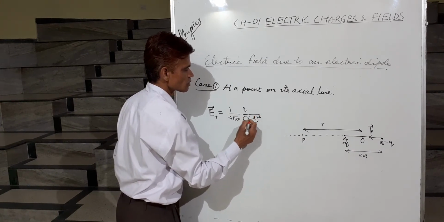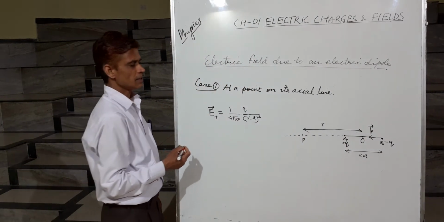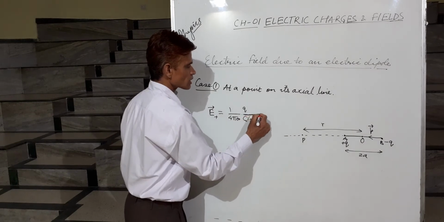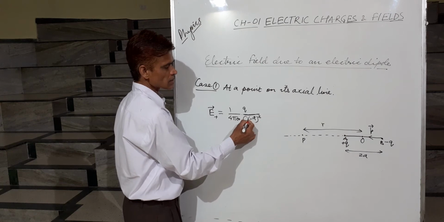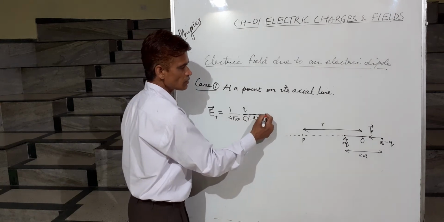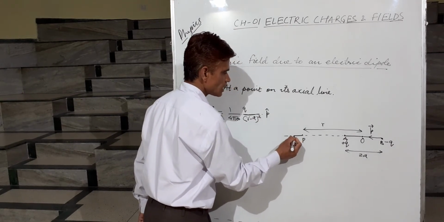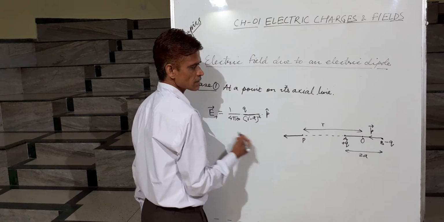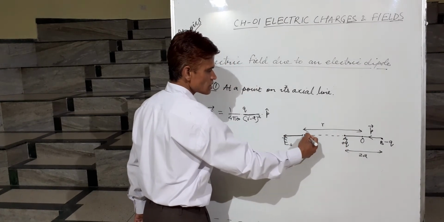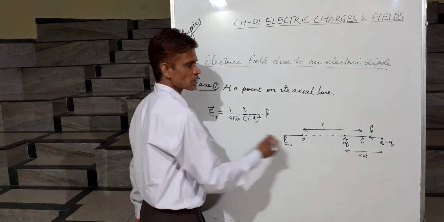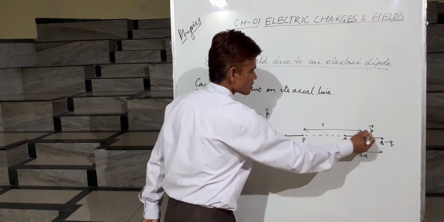This will be the distance of this plus q charge from the point where you want to determine the electric field. So vector E plus will equal 1 by 4 pi epsilon naught q upon (r minus a) whole square, and unit vector p cap, because this field will be directed in this direction. Why? You know that the electric field due to a positive charge is directed radially outward, that is away from the charge. So in this direction, this vector p is also in the same direction.